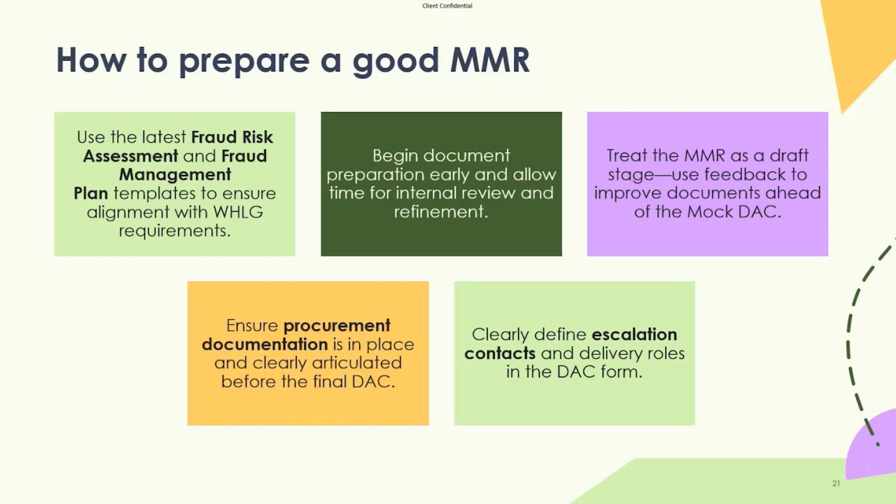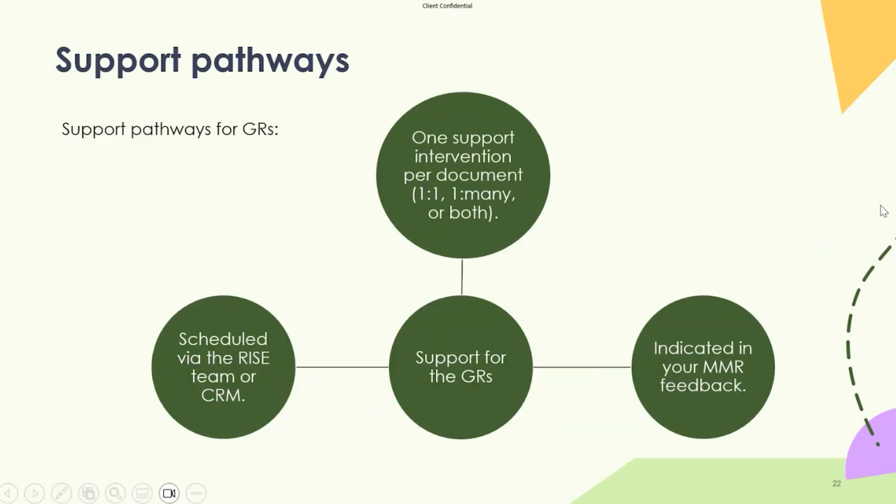During the MMR and during the mock DAC, it's also recommended to give information about procurement which is in process, because the feedback or the suggested date for your DAC will also be based on the stage at which your procurement is at. So if it is not yet completed or finalized, it would be useful to share this information in the requisite section in the DAC form. The DAC form also expects escalation contacts and delivery roles to be identified. These are some tips on preparation of a good MMR.